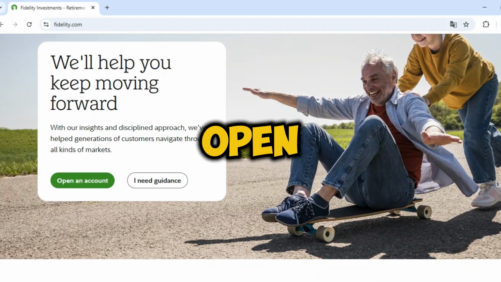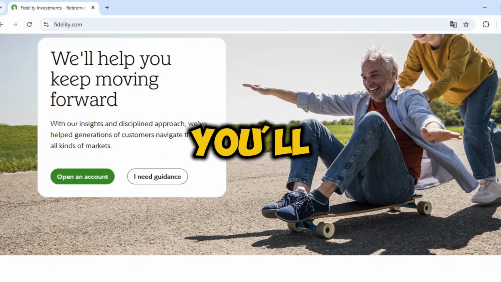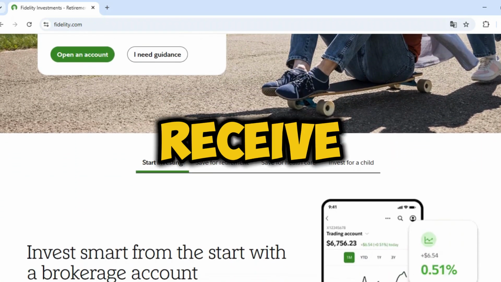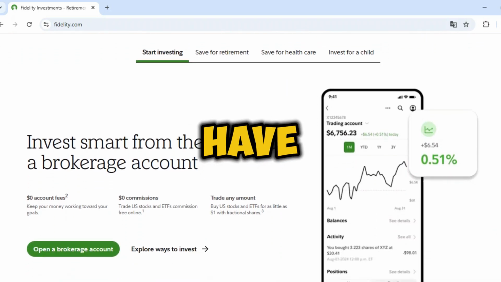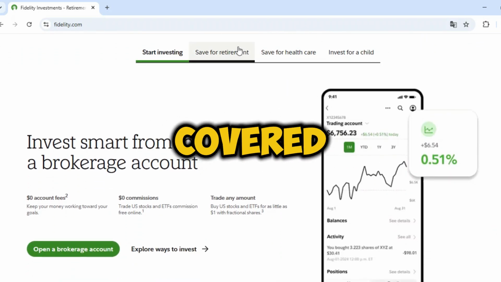Step 1. Open a Roth IRA if you don't have one. You'll need a Roth IRA account at Fidelity to receive the converted funds. If you don't have one, open it first using the process we covered earlier.